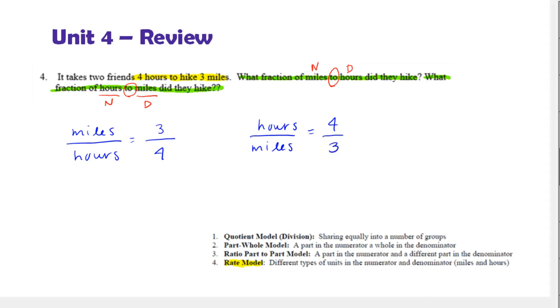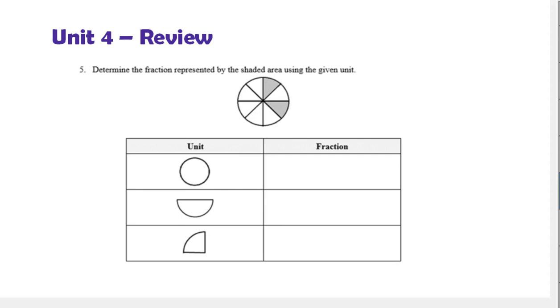Let's look at the next one. So in question 5, we want to determine the fraction represented by the shaded area using the given unit. Okay. So notice we have 3 different types of units here, and our fraction is going to be different depending on what the unit is. So remember, the unit is what we are calling 1. Okay. So here we're saying that 1 circle is the unit.